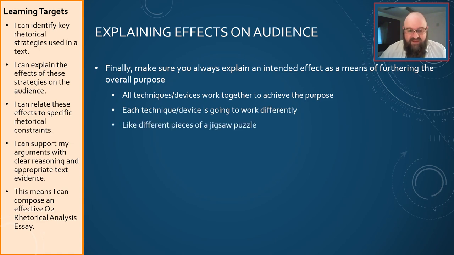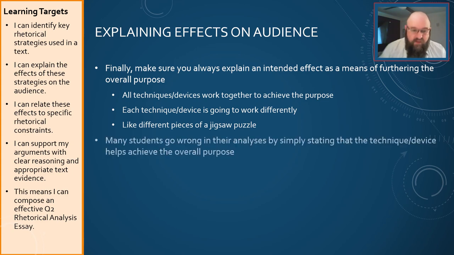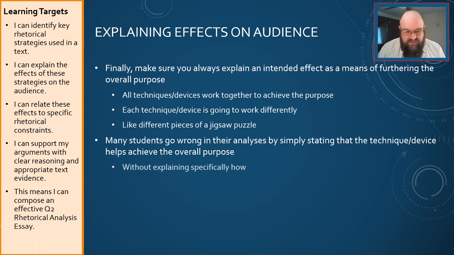So you have the effect of devices and techniques being like different pieces of a larger jigsaw puzzle. They aren't all the same shape, but put together, they all contribute differently to the whole. So where many students go wrong when talking about the effects on audiences, they like to simply state that such and such technique or device helps achieve this overall purpose. And they're not actually explaining specifically how it achieves that overall purpose.